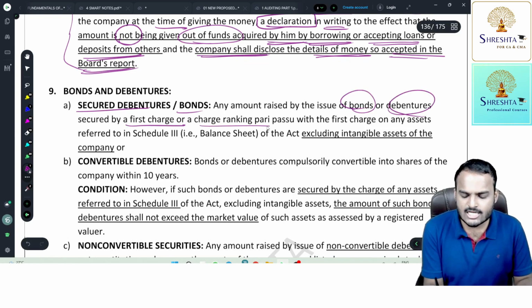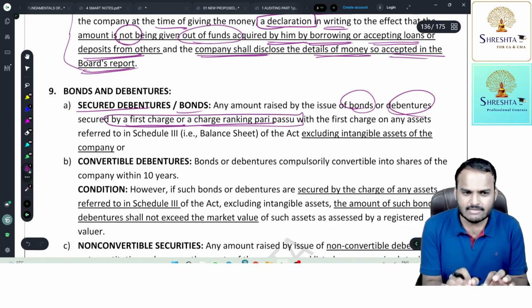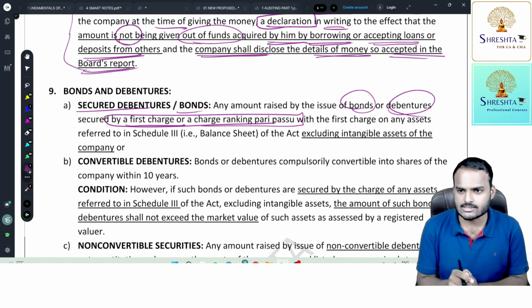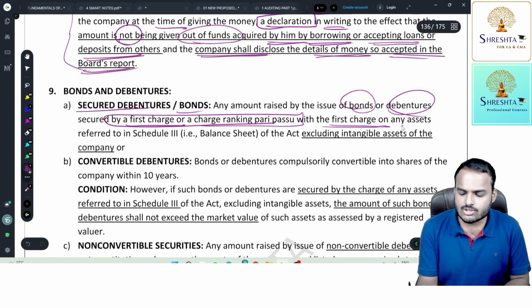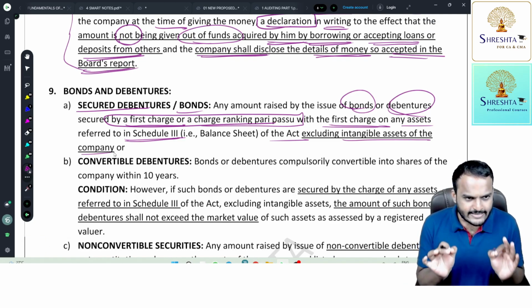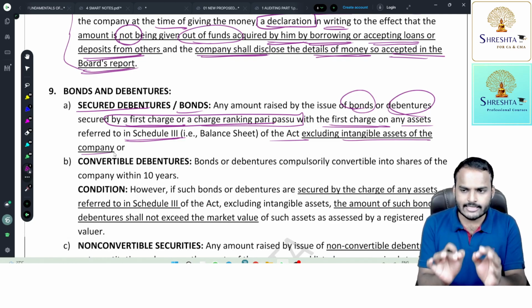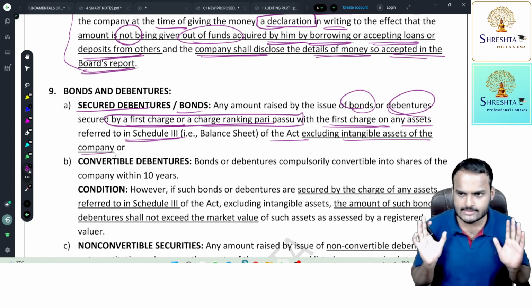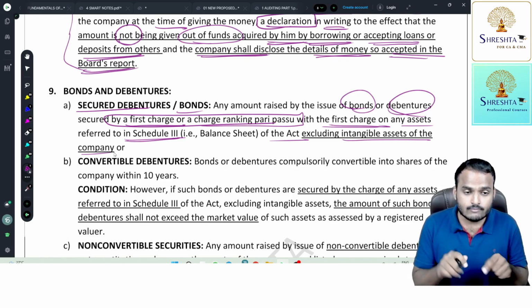So for the time being, ignore these words. I'll give you 100% explanation with respect to these words in registration of charges. With the first charge on any assets referred to in Schedule 3 of the Act, excluding intangible assets of the company. That means, straight away, secured debentures, secured bonds are not at all deposits. They are not treated as deposits. But, secured, we call them as secured.